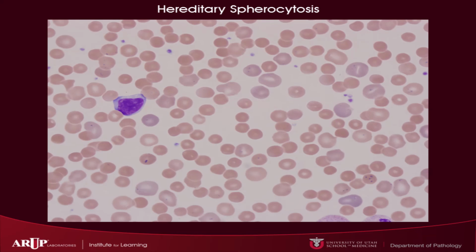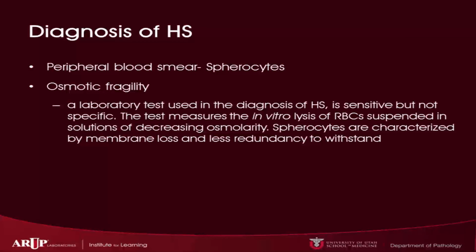How do we diagnose HS? We look at the peripheral blood smear, and if we see a lot of spherocytes, that's helpful, although not diagnostic. Osmotic fragility is one of the common sensitive tests for the diagnosis of HS. It measures the in vitro lysis of the red blood cells suspended in different solutions of sodium chloride. Spherocytes are characterized by membrane loss, and they're less able to withstand the decreasing osmolarity. So they are destroyed much more easily compared to the normal red blood cells.